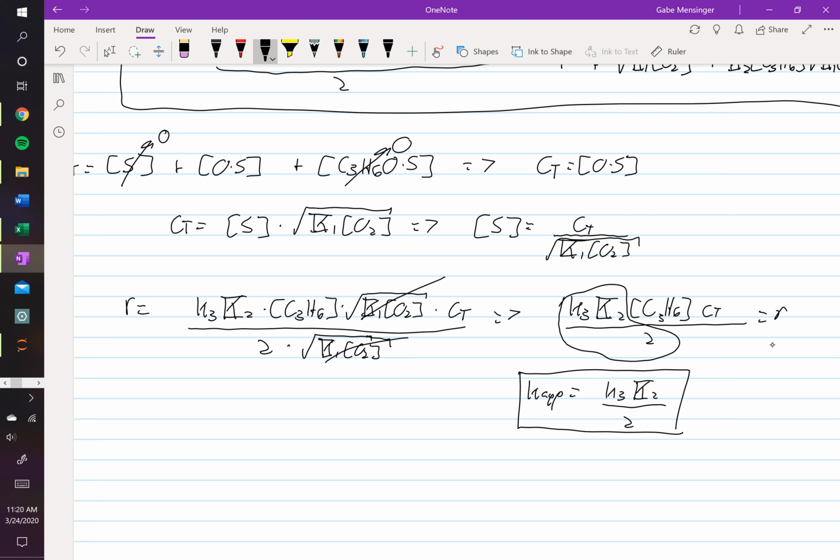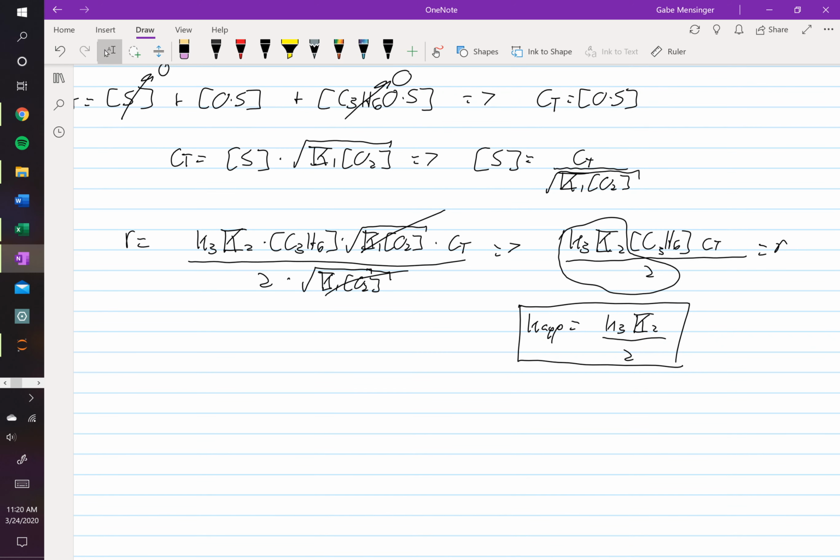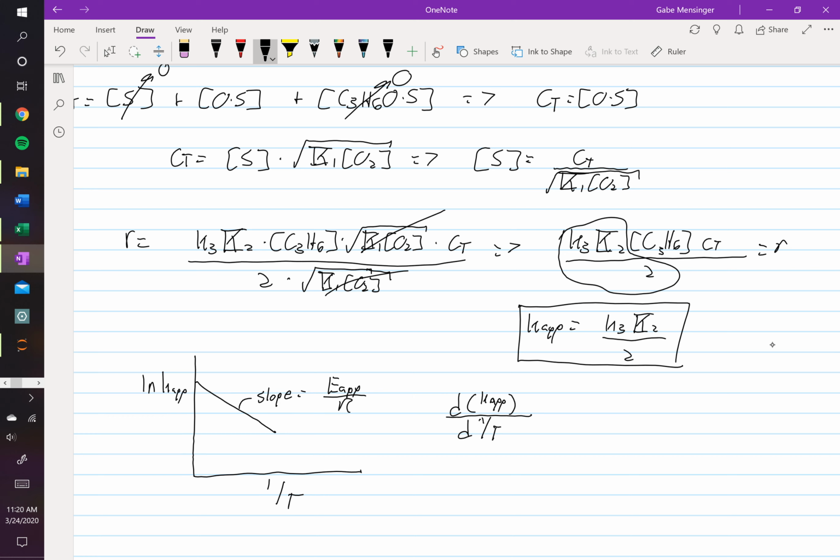And to find the apparent activation energy, this goes back to that graph of log of k, or log of k apparent in our case, versus 1 over T. If you remember, those graphs are usually negative, and the slope of that graph is equal to E_A, the apparent activation energy, over R. So the derivative of log of K apparent with respect to 1 over T.